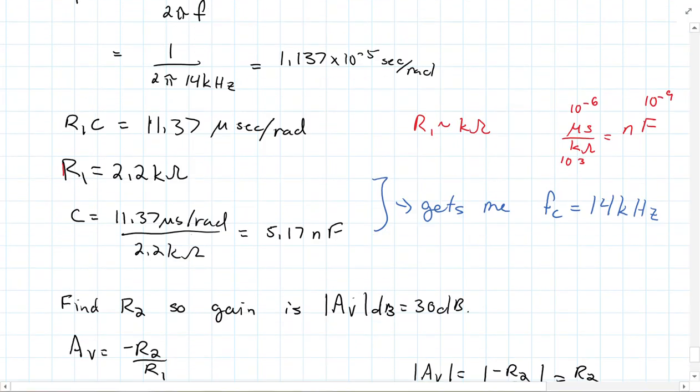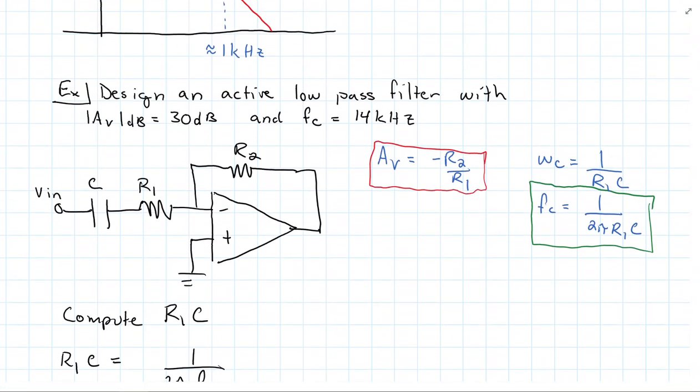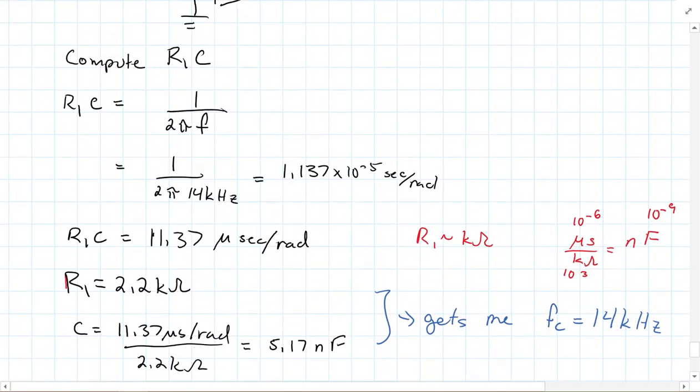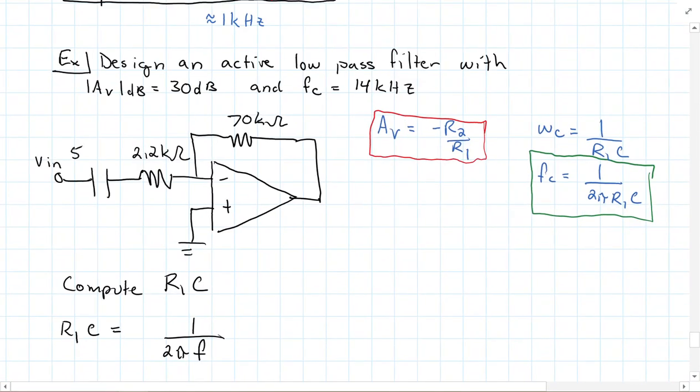So if we go back to the original circuit that I had here, what do we have? R2 is 70 kiloohms, R1 is 2.2 kiloohms, and C, what was C? 5.17 nanofarads. So now our design is done. We have an active filter here that has a gain of 30 decibels and a cutoff frequency of 14 kilohertz.